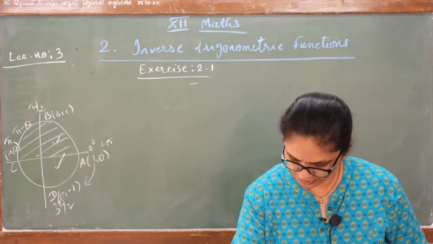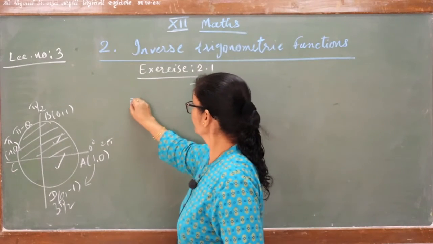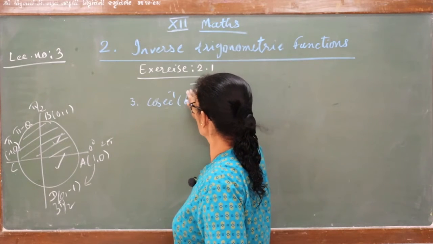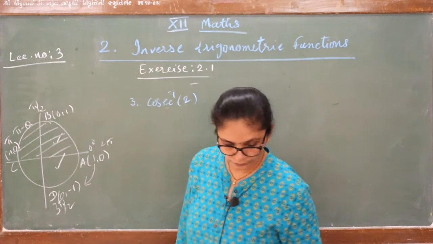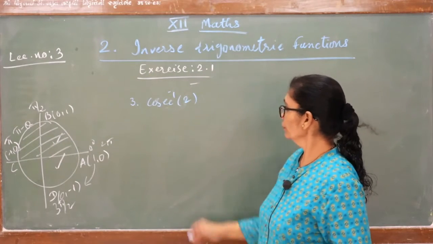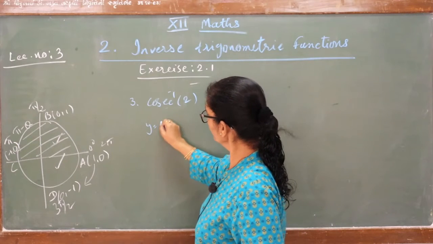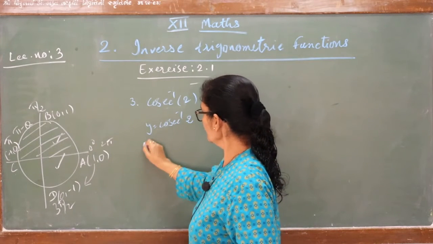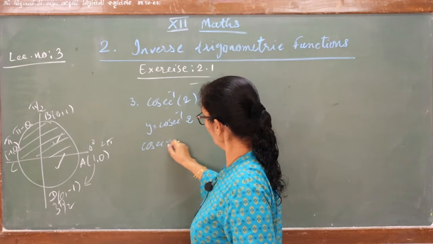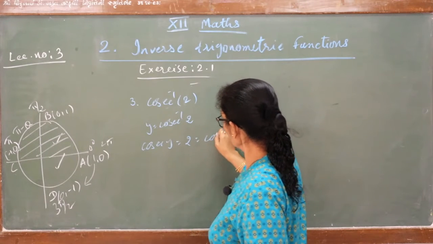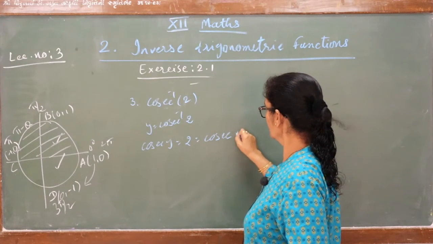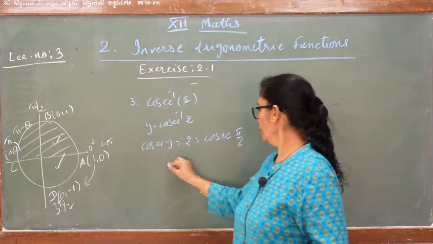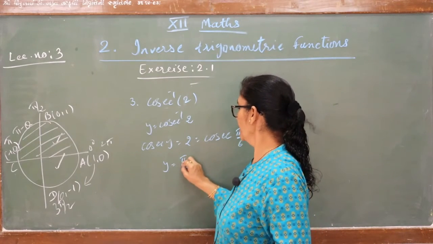Our third question is cosec inverse 2. Okay, now you already know that cosec y equals 2. And for which trigonometric value is cosec 2? For pi by 6, we know it. So y equals pi by 6.